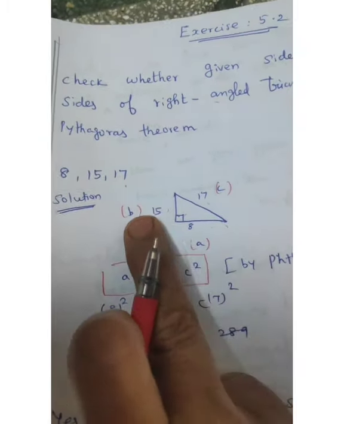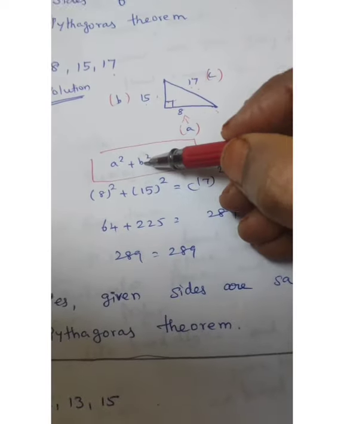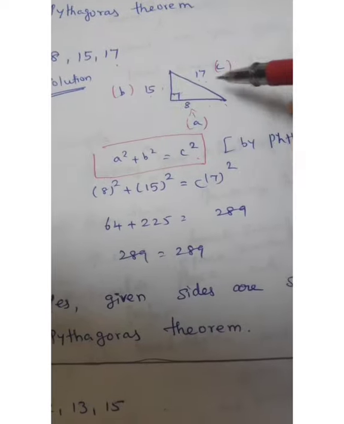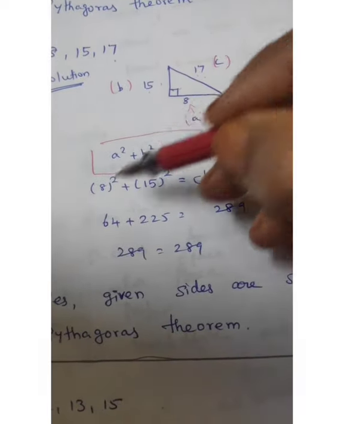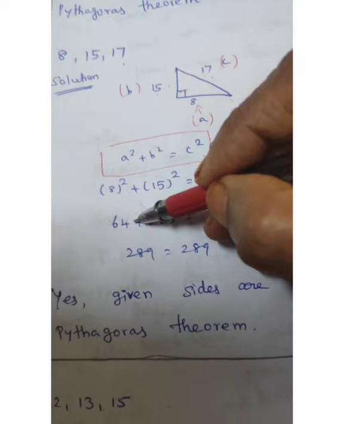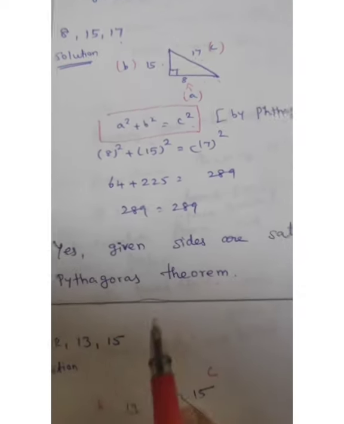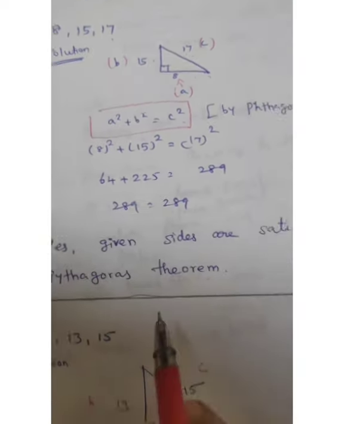So yes, the given sides satisfy the Pythagoras theorem. Understand the sum or not? First you draw a right angle triangle. The biggest side you write on the hypotenuse. The remaining two sides you can write in any order. Use the formula A squared plus B squared equal to C squared, the Pythagoras theorem. Do not forget to write the values of A, B, C. Substitute the given values there and multiply and write. Add the numbers, and if both sides give the same answer, it is correct. Yes, the given sides satisfy the Pythagoras theorem.